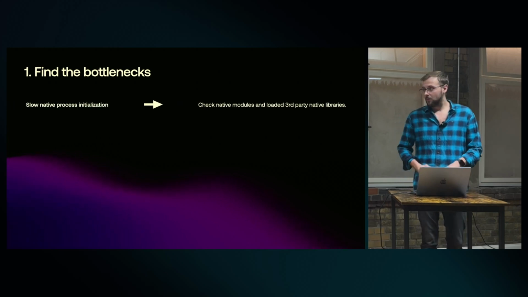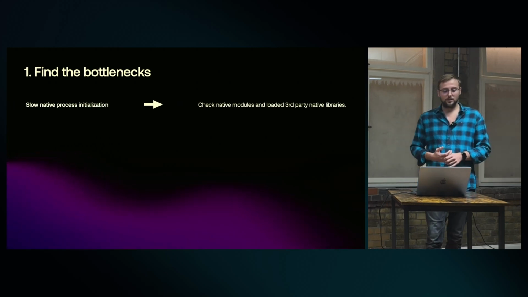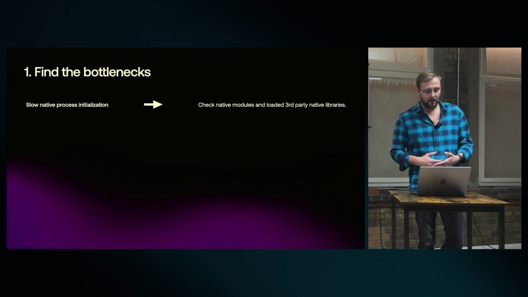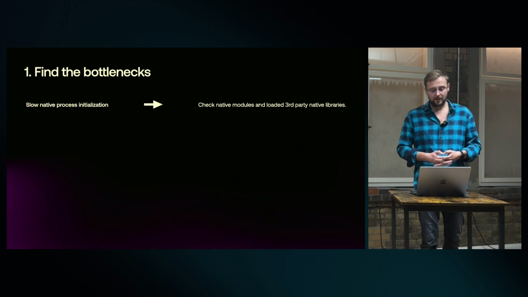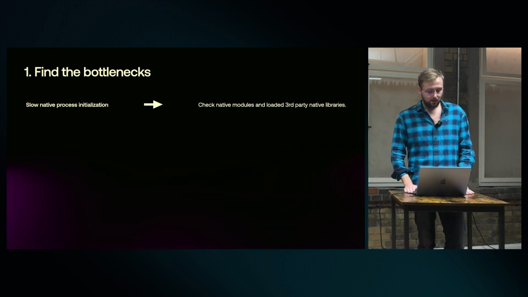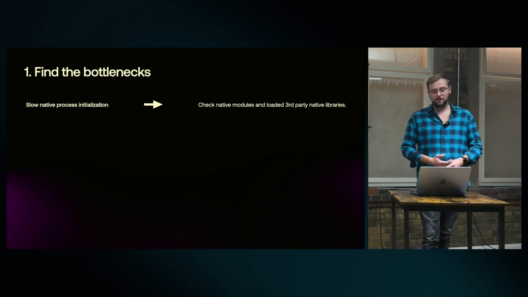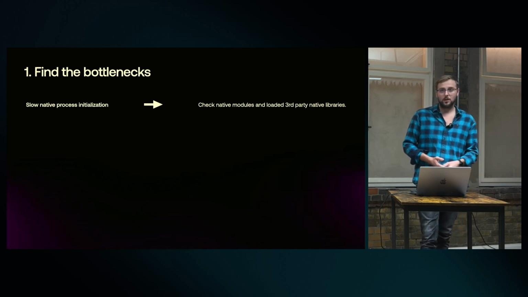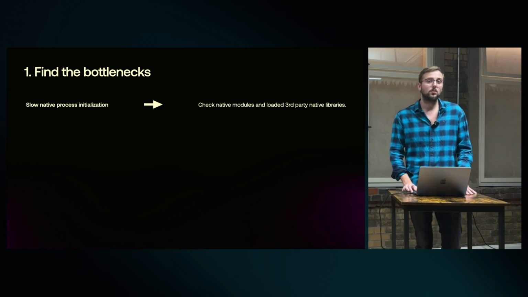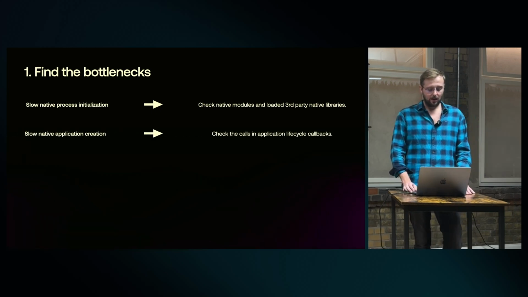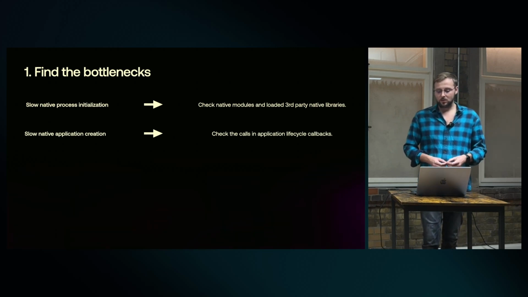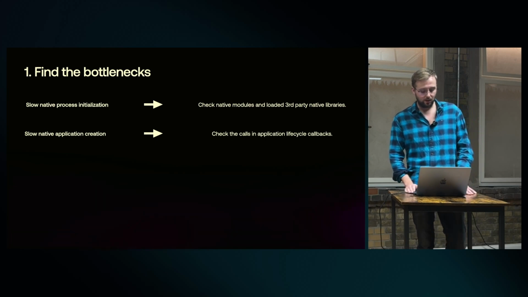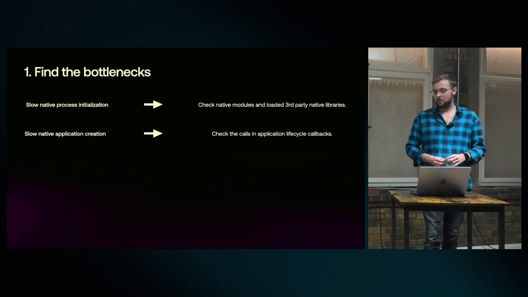And for example, if you experience some slowness during the native process initialization, you might want to look at the native modules and third-party libraries that you use. They might do some heavy initialization, or they might execute some code that could be executed asynchronously. In case of a problem in app creation, examine the lifecycle hooks and all the operations that you perform there. Most likely there's something slow in one of these functions.